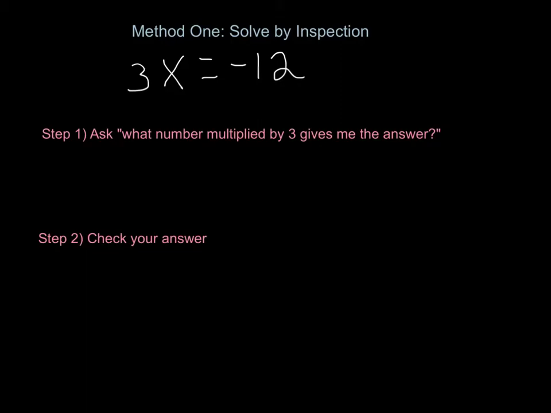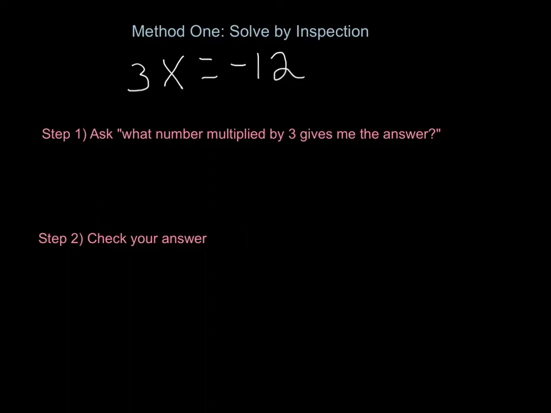Okay, so there's actually two methods to solving these questions. The first one is method 1, which is solving by inspection. So when we look at our question here, we've got 3x equals negative 12. So step 1 is just to ask yourself what number multiplied by 3 will give me negative 12. Now, obviously this doesn't mean that you always multiply it by 3 in every question, but you always figure out what number multiplied by your number here will give you your answer. So what could x be that it's multiplying by 3 to give me negative 12.